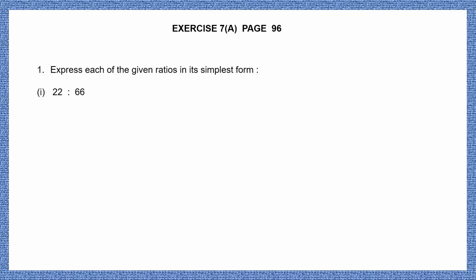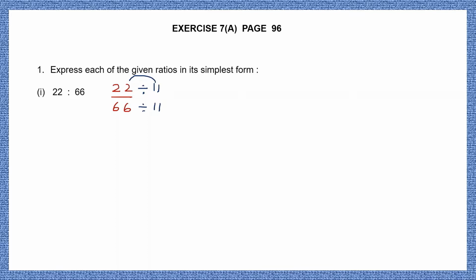So the ratio given to us is 22:66. To express it in its simplest form, we have to first write it as a fraction. So 22/66. Let's divide both these numbers 22 and 66 by a common factor, one number that can divide both. So both are divisible by 2. They're also divisible by 11. So let's use 11 first.